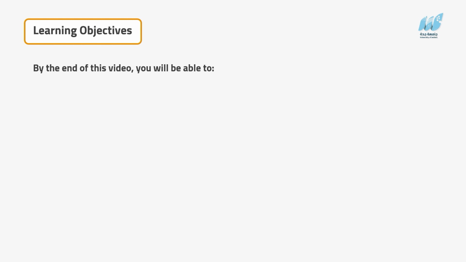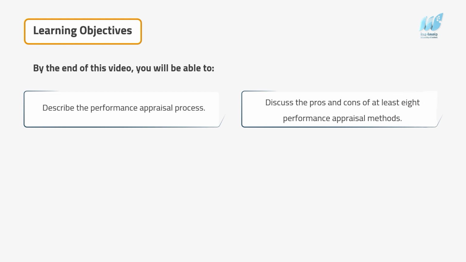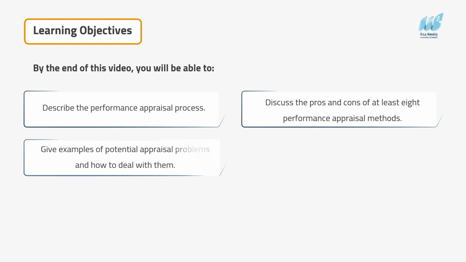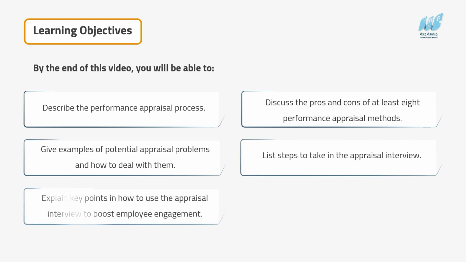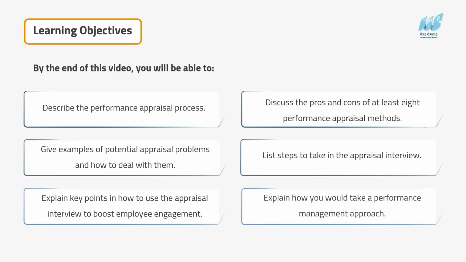Learning Objectives. By the end of this video, the student is expected to: 1. Describe the performance appraisal process. 2. Discuss the pros and cons of at least 8 performance appraisal methods. 3. Give examples of potential appraisal problems and how to deal with them. 4. List steps to take in the appraisal interview. 5. Explain key points in how to use the appraisal interview to boost employee engagement. 6. Explain how you would take a performance management approach.